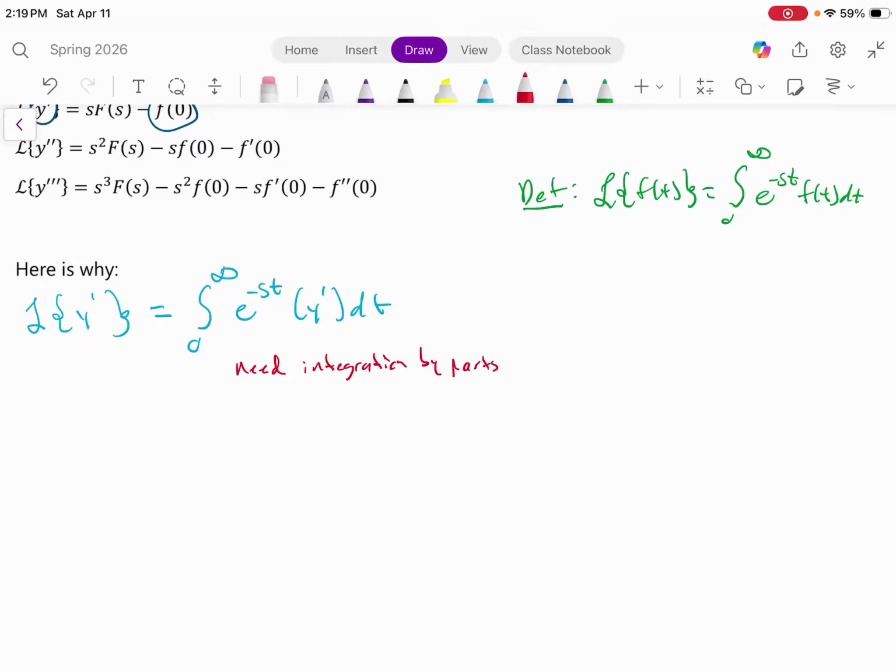Okay, so here u would be e to the negative st, dv would be that y prime dt. And so the reason I'm setting that up is because if I take the antiderivative or integral of y prime, what I end up with is just y. And so the derivative of e to the negative st is negative s e to the negative st dt.